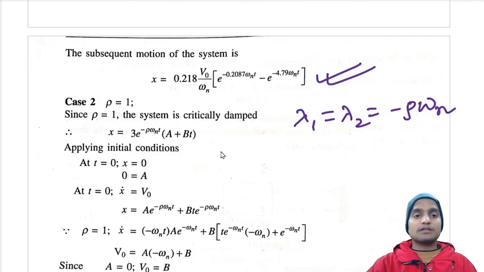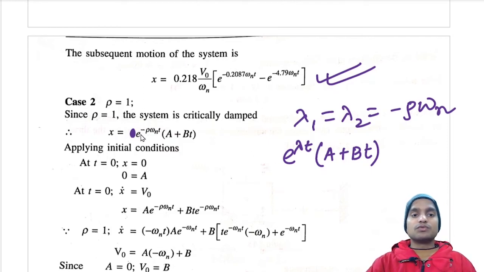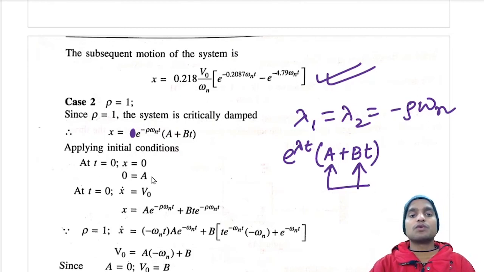So after putting, it will be equal to what? It is equal to e to the power lambda t into (a plus bt). Okay, so x is equal to e to the power minus rho omega n t into (a plus bt). Now the value for a and b will be again calculated from the initial condition. So put t equal to 0, it will give a equal to 0.